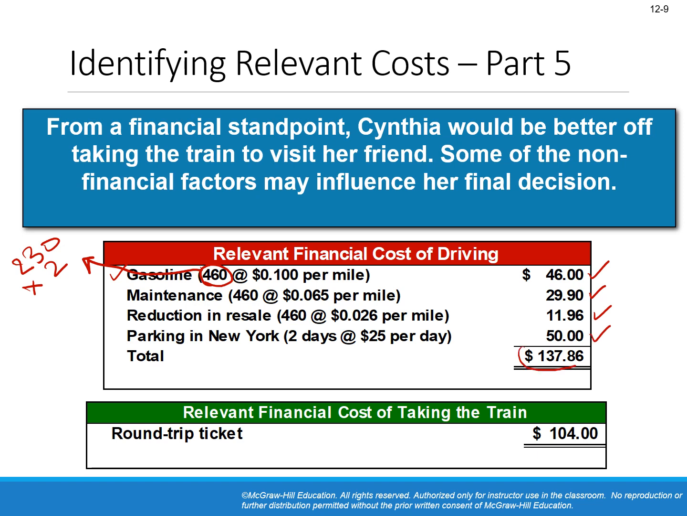So the total is $137.86, which should be compared to the alternative of $104, which is the train ticket. So obviously, this is the right decision to make, to take the train. So again, all of those are common sense. We just have a few concepts or a few terms that we need to understand, like a relevant and irrelevant cost or benefit, a sunk cost, opportunity cost, differential analysis. So this is a differential analysis, basically. We have two alternatives, and the difference between them determines whether to take option A or option B.